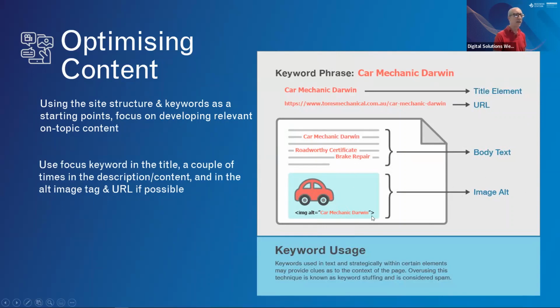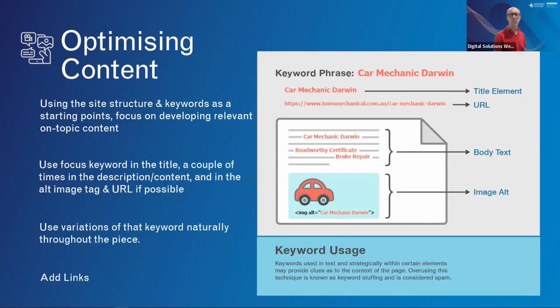So image tag, a couple of times in the body text, in the URL, and in the title of your page. And, you know, use a couple of variations. That would also be fine, that people might also be searching for, and you might have services in relation to those. And then you could also have links to those pages. So links are also very important.